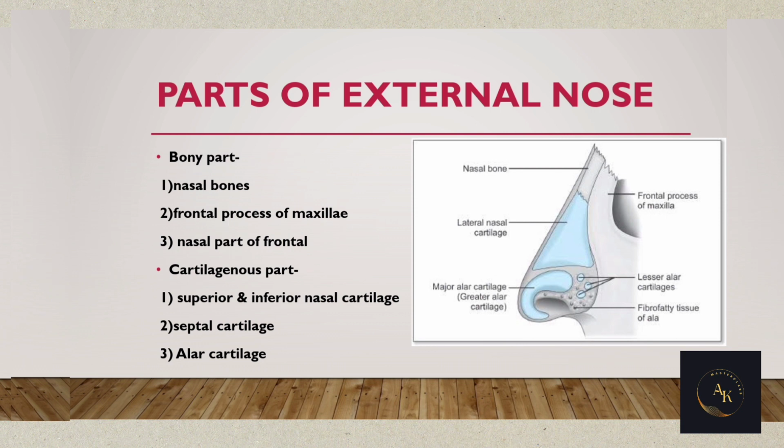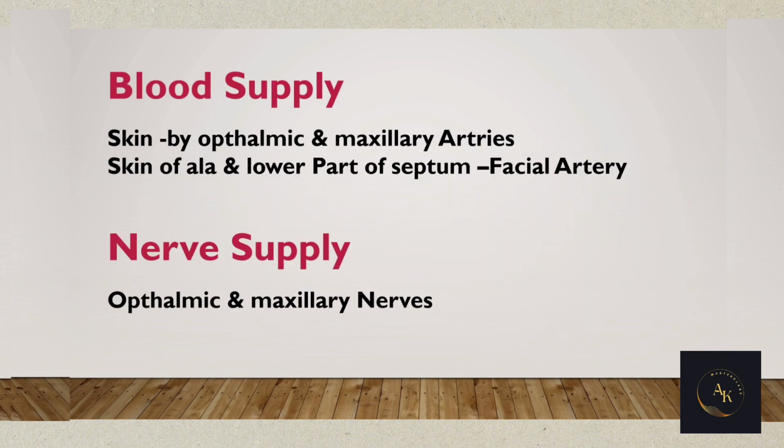Parts of external nose. Bony part consists of nasal bones, frontal process of maxillae, nasal part of frontal bone. Cartilaginous part consists of superior and inferior nasal cartilage, septal cartilage, alar cartilage.